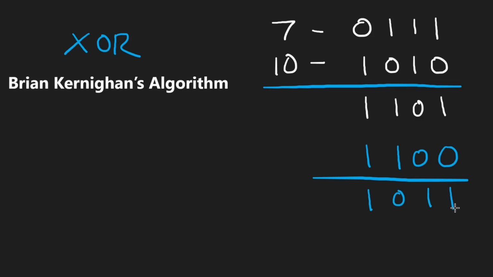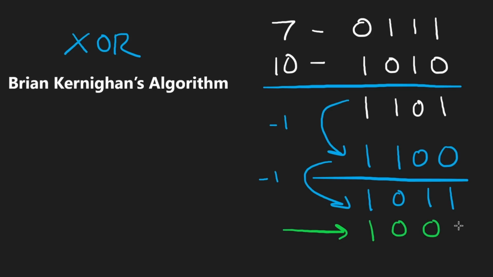1 0 1 1. But that didn't quite do what we wanted, right? From here to here, we got rid of 1 bit. From here to here, we still did the minus 1. We got rid of that bit, but we introduced 2 new bits that are set. What we actually wanted to get was this value. We wanted 1000. We just wanted to get rid of that.